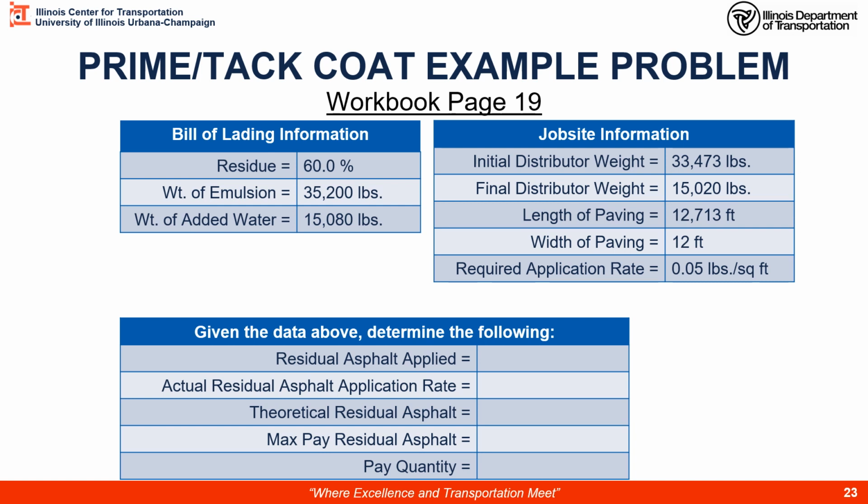Then we go to our job site. We offloaded some of this material onto a distributor truck, got a weight of that, applied it to the roadway, which had a length of 12,713 feet and a width of 12 feet. And then after that application, we weighed it again, so we know how many pounds of this combined material was applied, which is supposed to be at 0.05 of a pound per square foot per the specification.